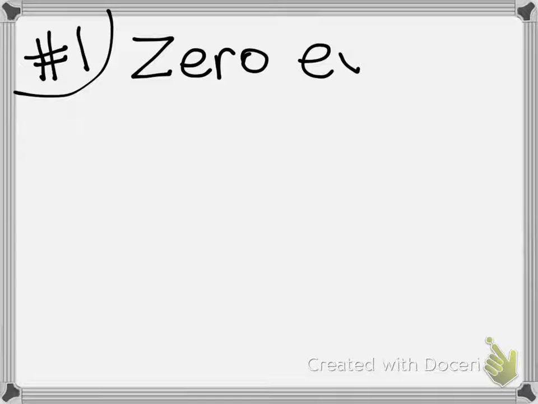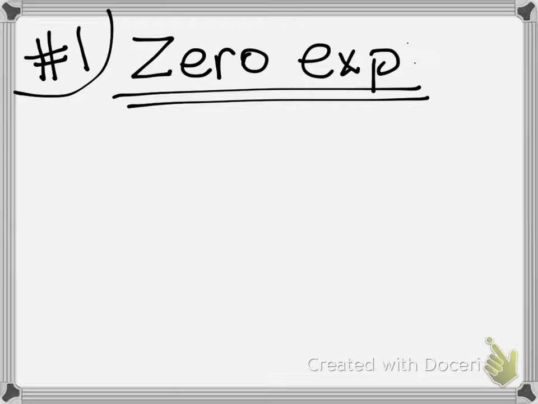So, rule number 1 is going to be our 0 exponent. This one is very, very straightforward. Basically, if you have anything to the 0 power, that is going to equal 1. No ifs, ands, or buts.